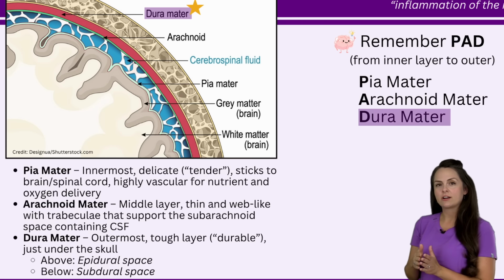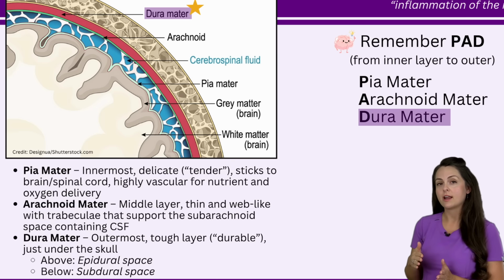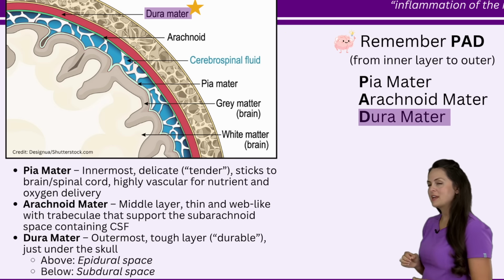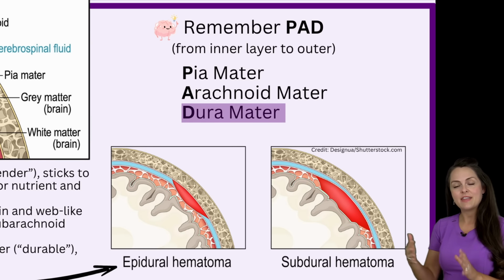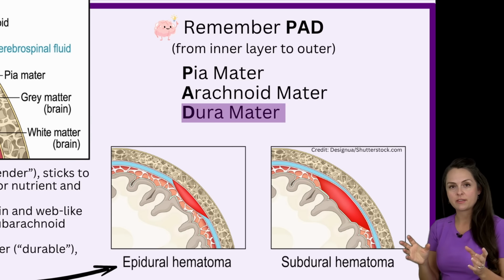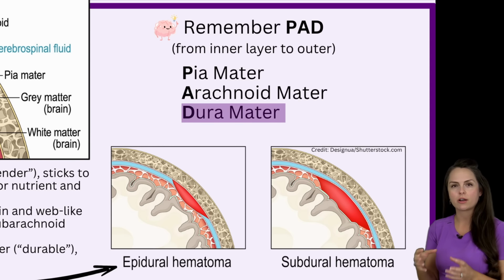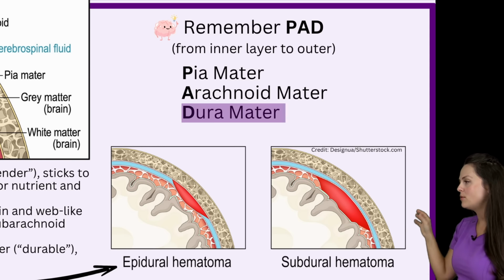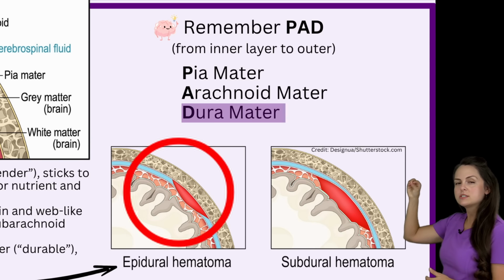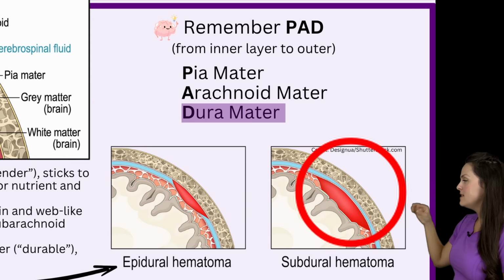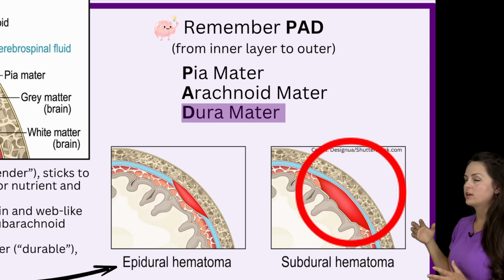Now, above this layer is a special space called the epidural space, and then below this layer is the subdural space. And you may hear epidural and subdural related to hematoma, because a hematoma is a collection of blood outside of those blood vessels, so a pocket of blood. And here you can see an example of those. Epidural hematoma, we have that pocket of blood that's hanging out just above that mater, and then the subdural hematoma is hanging out below that mater in that space.